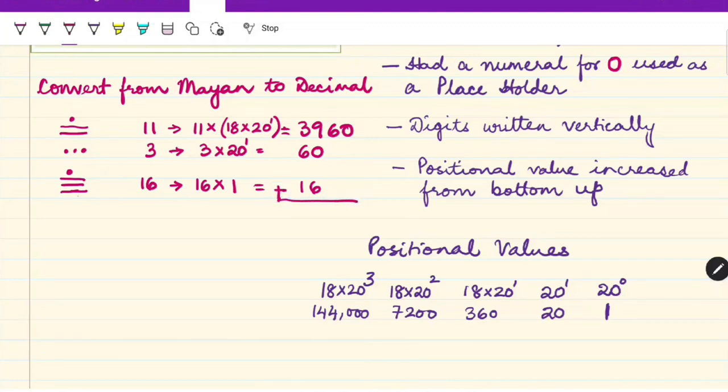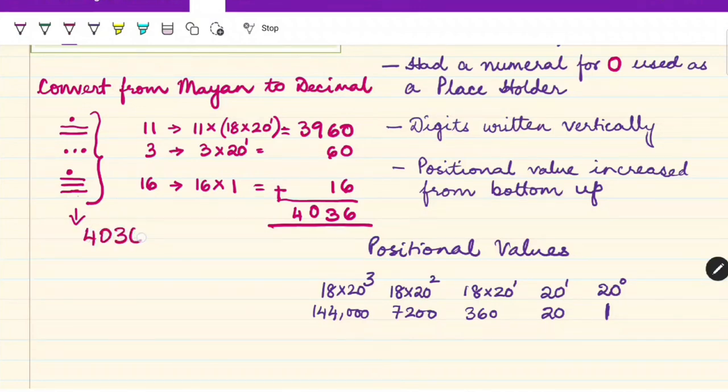Now we are working vertically. So 3,960, and let me just write it down in their proper places so we do our addition correctly. 60, and then the bottom one was 16, correct? So 3960 plus 60 plus 16, when we add them together, we get a value of 4036. So this entire pattern of numerals represents the number 4036 in decimals.